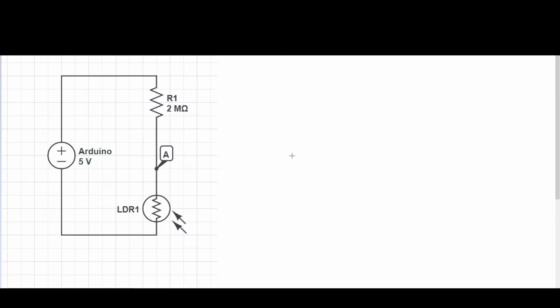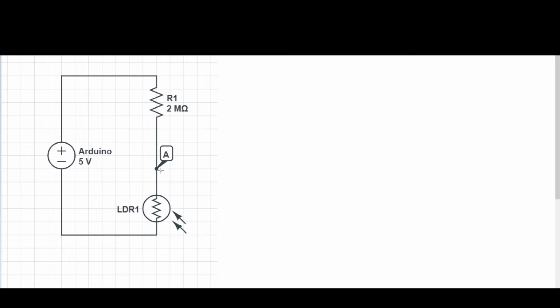So this is our setup for our circuit that will measure the light level. What we have is basically 3 components. One, our Arduino, which gives us a 5-volt input into the circuit, just like a battery. Then we have a resistor, which is 2 million ohms of resistance. And finally, we have this LDR. An LDR is a light-dependent resistor, or a photoresistor. That means that its resistance will change with the amount of light it has.